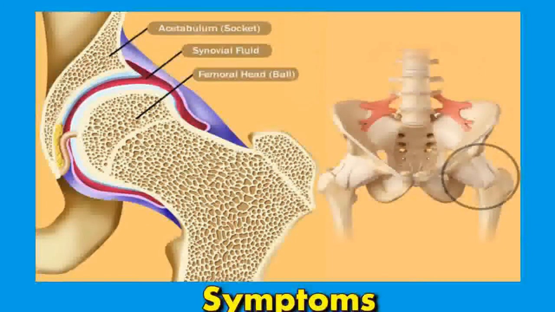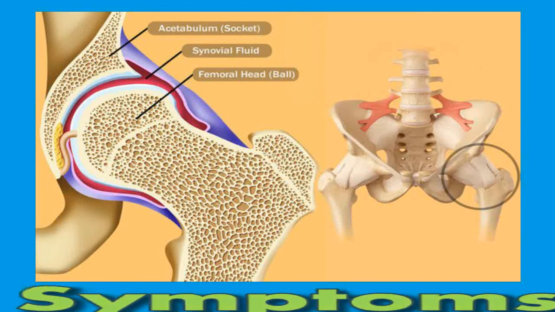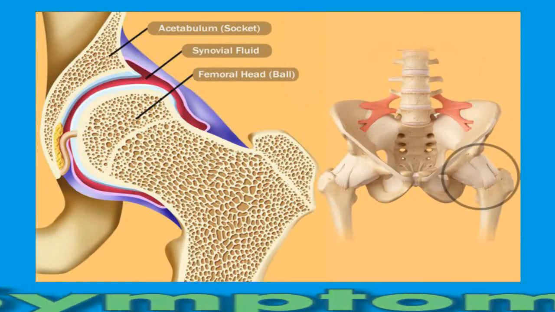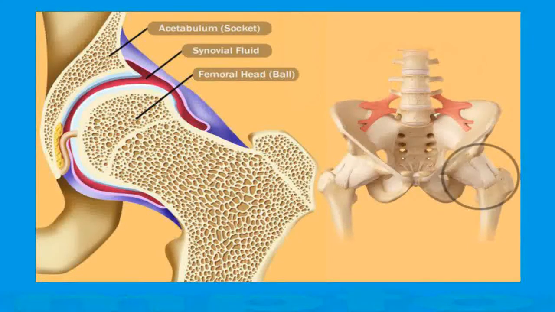The symptoms of inflammatory arthritis such as gout and rheumatoid arthritis include pain and prolonged stiffness in the morning, pain when not using the joint, increasing pain over time when using the joint.